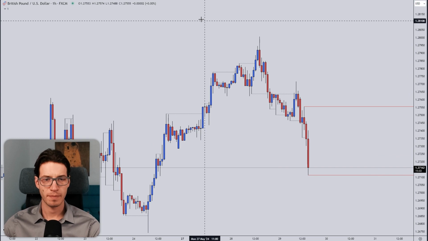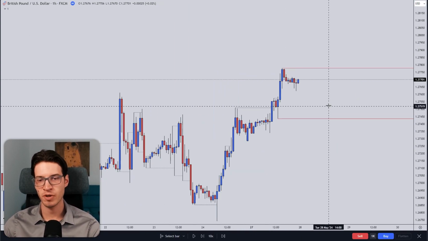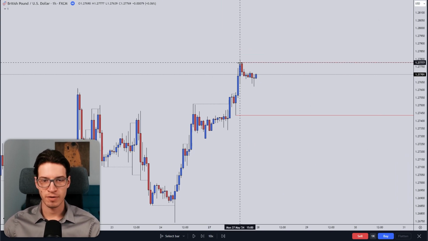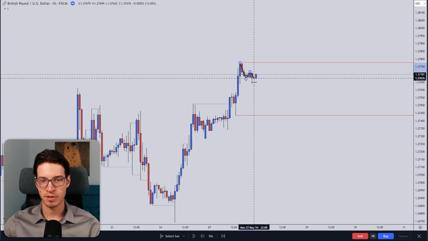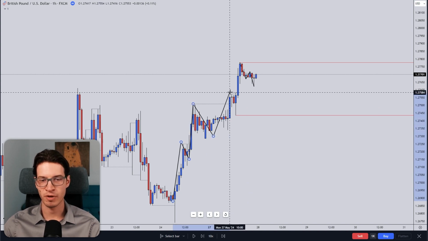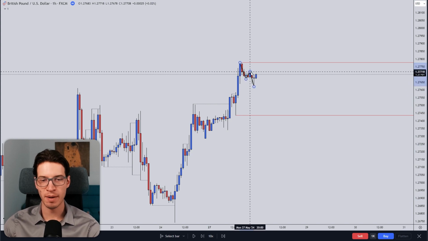We then went up. There was a flag right here, which I would have taken, but at Zentum we are using the timed entry methodology. So the flag was nice. It fit the plan. It was looking very clean. I like this momentum. Technically, we were in an uptrend, so everything was going for this flag, but I was looking for the timed entry, which never happened.